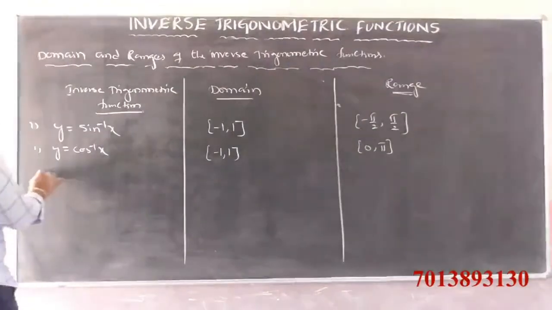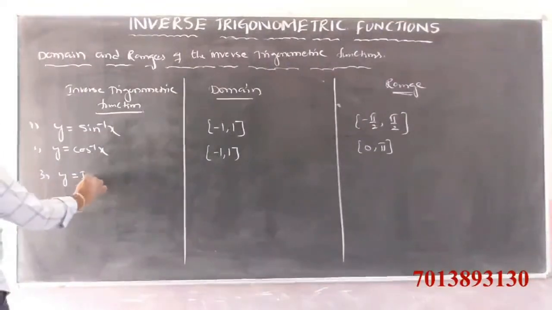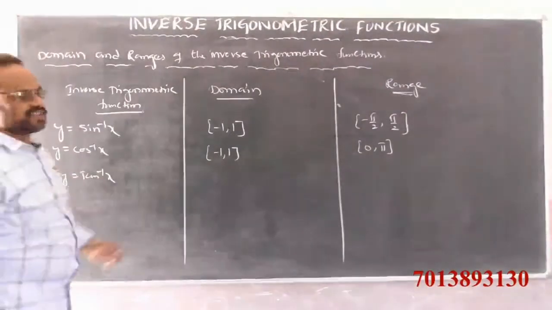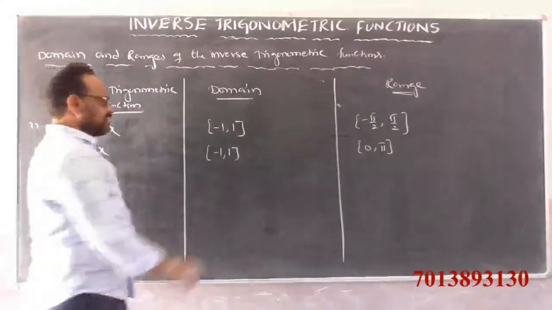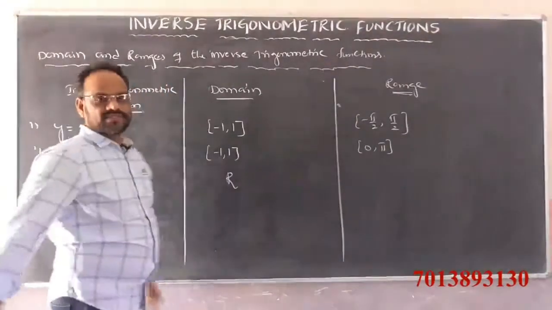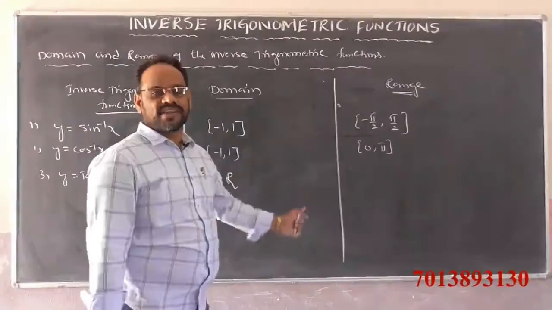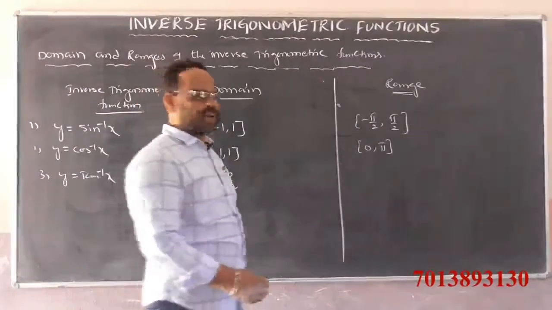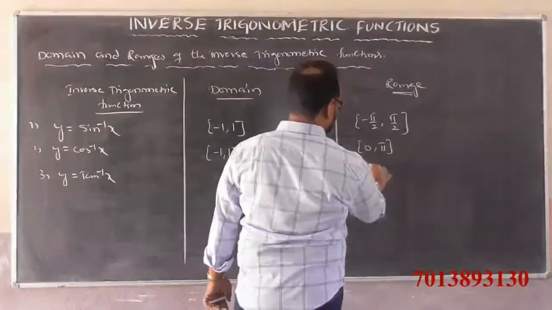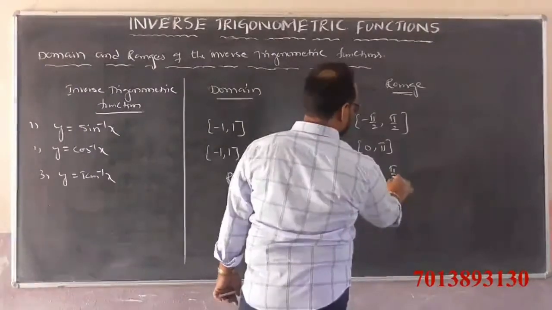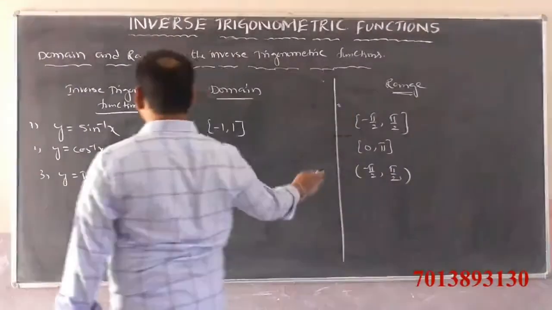If you take y is equal to tan inverse of x, the domain is all the real numbers. The range is clearly the open interval minus pi by 2 comma pi by 2.